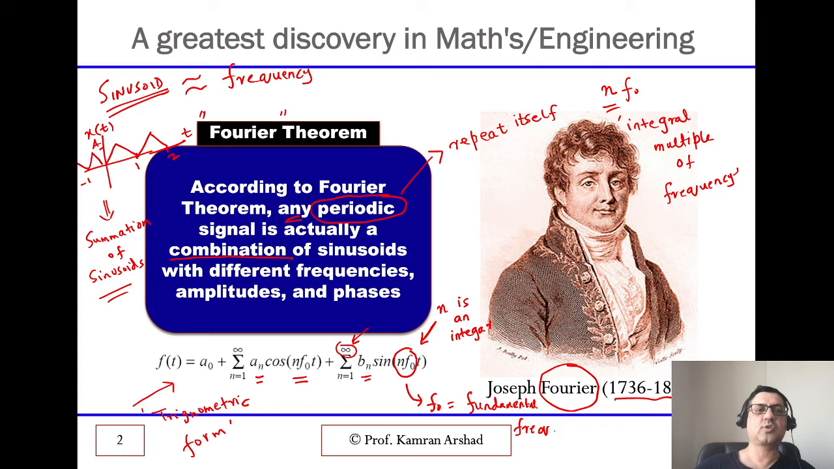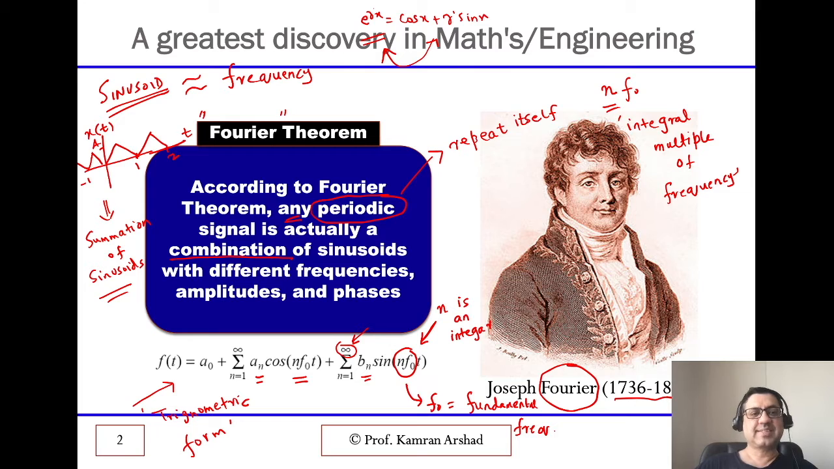But we know that by Euler's identity, e to the power jx equals cos x plus j sin x, we can always convert anything in exponential into sine and cosine, or anything in sine and cosine into exponential. So that's the reason Fourier series has two different forms. One we call the exponential form, one we call the trigonometric form, but basically they are the same thing, so it doesn't matter whichever form you use.